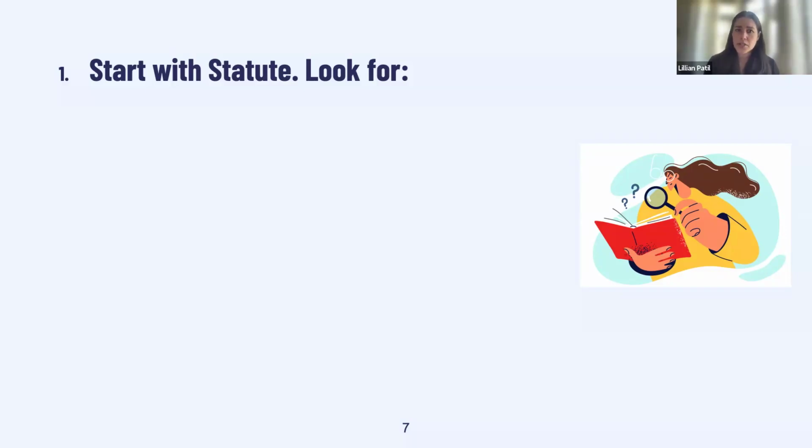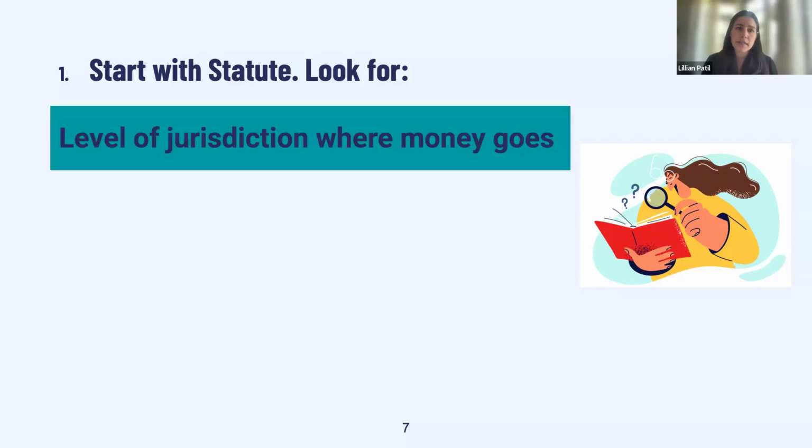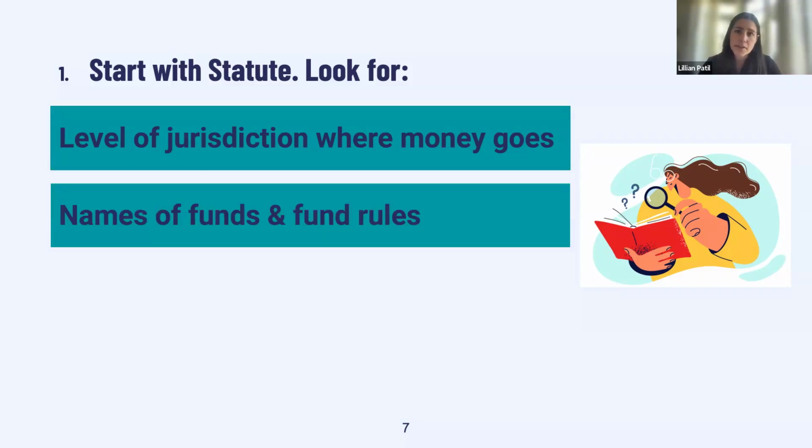So as you look through statute, you probably want to start with the statute that describes all the specifics around collection and distribution of the fine or fee that you're interested in. And you want to look for things like what level of jurisdiction is the money meant to go to? Oftentimes the basics of statute will tell you that, so you know whether you'll be looking at local budgets or state budget documents. It'll also hopefully tell you the names of the funds that the dollars are meant to go into and the rules around those funds. So eligibility rules around how those funds can be spent, which can also help illuminate that revenue path to a great extent.